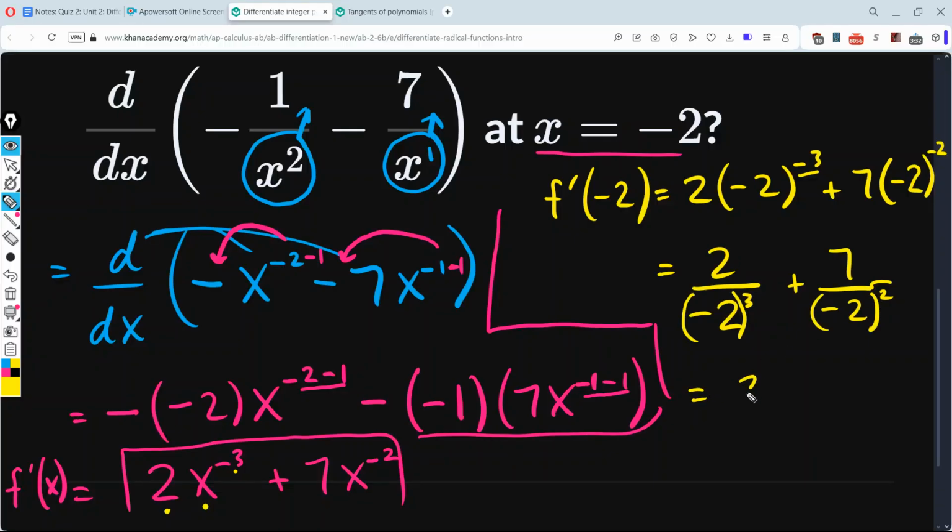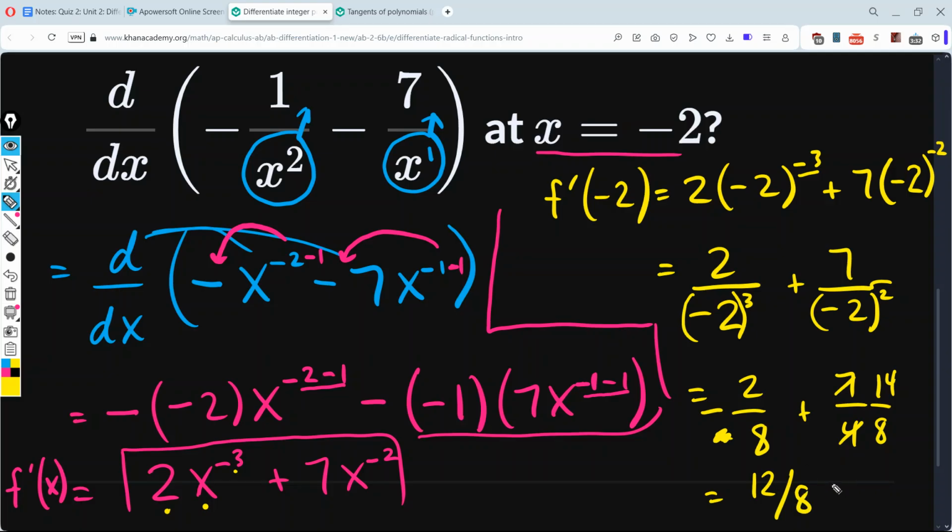So this is going to be 2 over negative 2 to the third, which is negative 8, and 7 over negative 2 squared, which is to the fourth. 2 over negative 8 is the same as negative 2/8, so we can eliminate that. And for 7 over 4, we need a common denominator. Times 2 makes this an 8, times 2 on top makes this a 14. 7 over 4 is 14 over 8. Negative 2 over 8 plus 14 over 8 is going to give us 12 over 8.